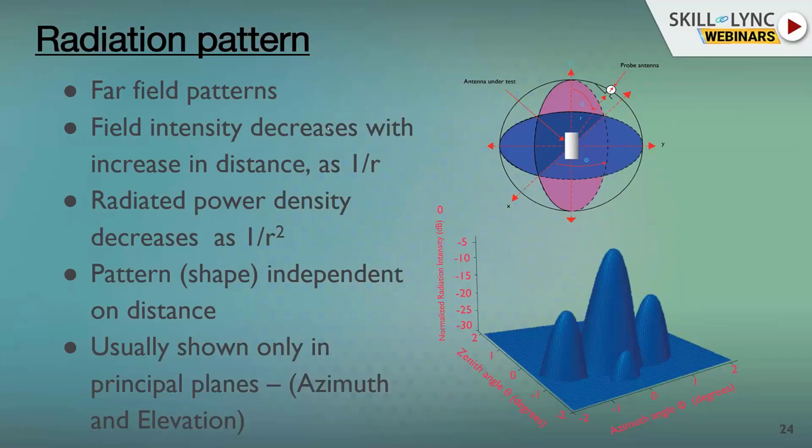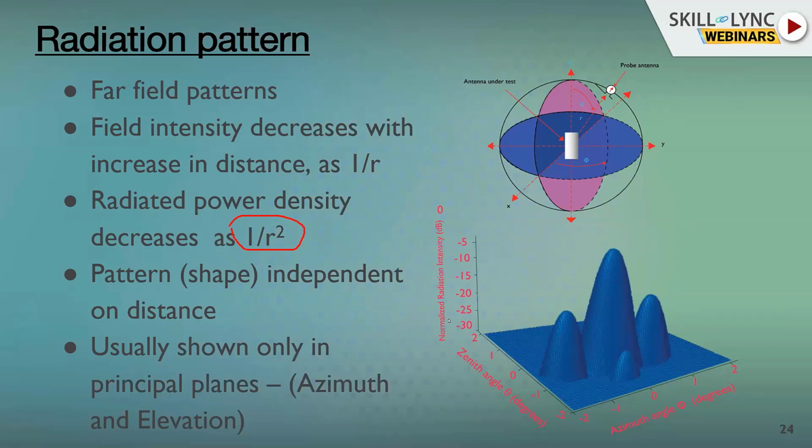So radiation pattern is very much important because ultimately it only dictates the radiation that is happening outside in the world, in the environment, right. As a function of distance it will vary, and the pattern shape will be independent of distance when you cross the far field distance, and that we'll discuss later.